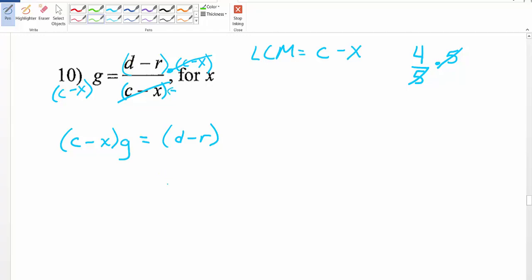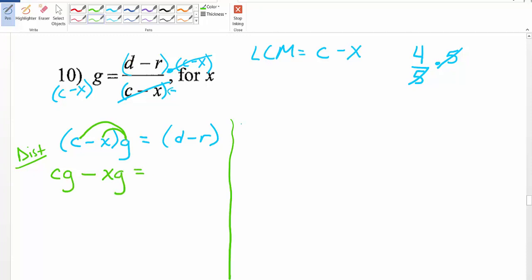Now, there are a variety of ways that we can continue. So what I'm going to do is create a split so you can see both versions. Previously I had said you can go ahead and distribute. In this case, we'll show what it looks like if you use the distributing method. If we distributed, we'd have g times c, or cg, and then negative x times positive g. Well, that would give us negative xg.